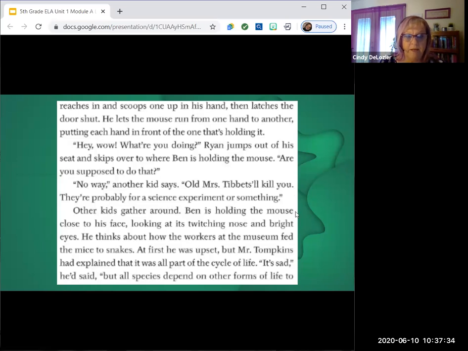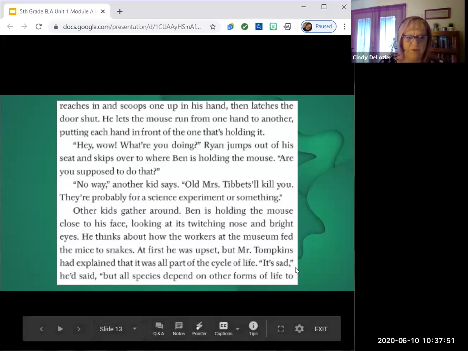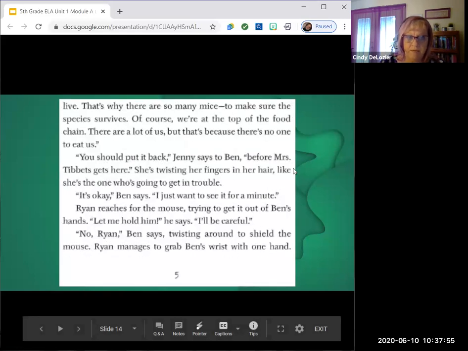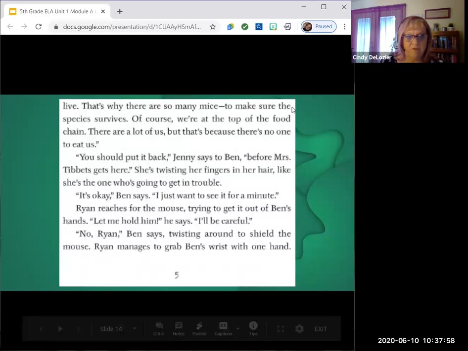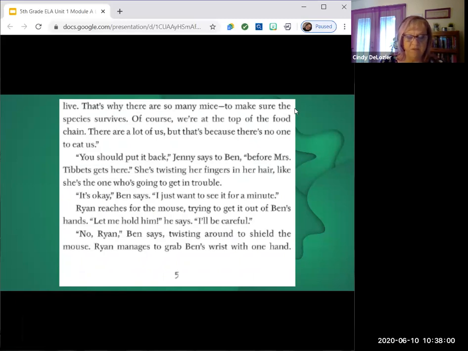Other kids gather around. Ben is holding the mouse close to his face, looking at its twitching nose and bright eyes. He thinks about how the workers at the museum fed the mice to snakes. At first, he was upset, but Mr. Tompkins had explained that it was all part of the life cycle. It's sad, he said, but all species depend on other forms of life to survive or live. That's why there are so many mice, to make sure the species survives. Of course, we're at the top of the food chain. There are a lot of us, but that's because there's no one to eat us.